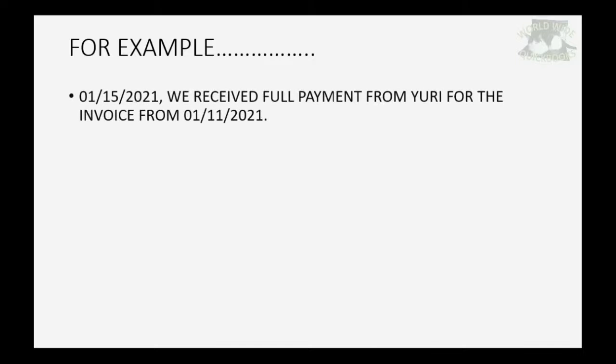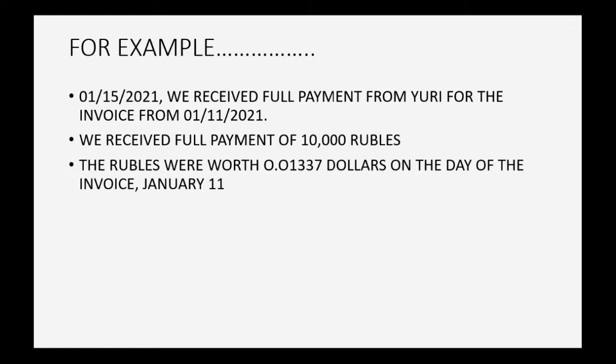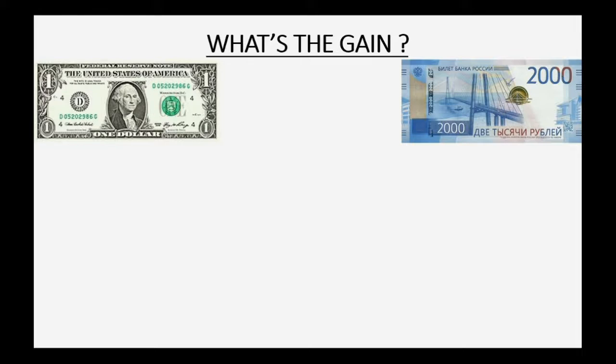For example, let's imagine on January 15th, we received full payment from Yuri for the invoice from January 11th. If we received full payment, that means he paid us all of the 10,000 rubles that were on the invoice. The rubles were worth $0.01337 on the day we made the invoice. However, today, January 15th, those same rubles are now worth $0.014.